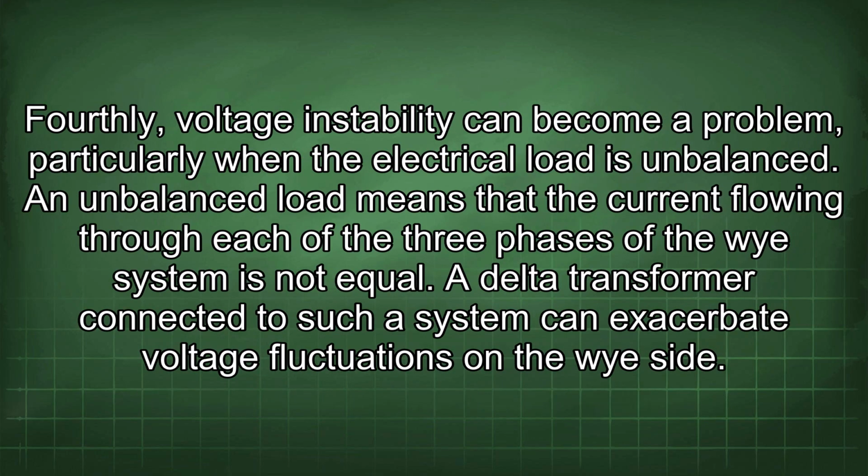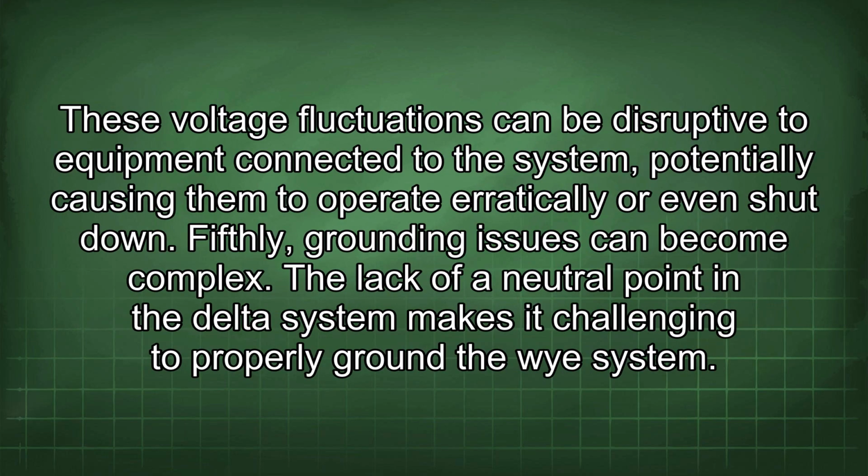Fourthly, voltage instability can become a problem, particularly when the electrical load is unbalanced. An unbalanced load means that the current flowing through each of the three phases of the Y system is not equal. A delta transformer connected to such a system can exacerbate voltage fluctuations on the Y side. These voltage fluctuations can be disruptive to equipment connected to the system, potentially causing them to operate erratically or even shut down.